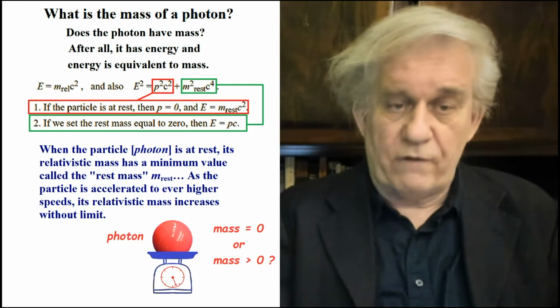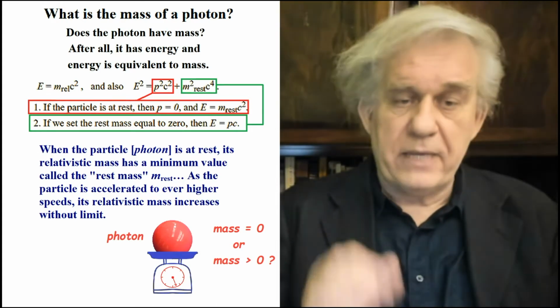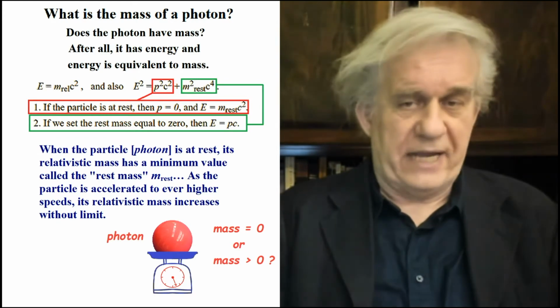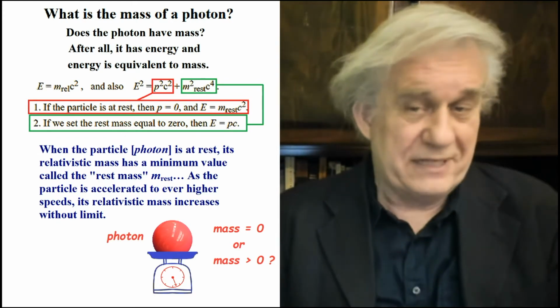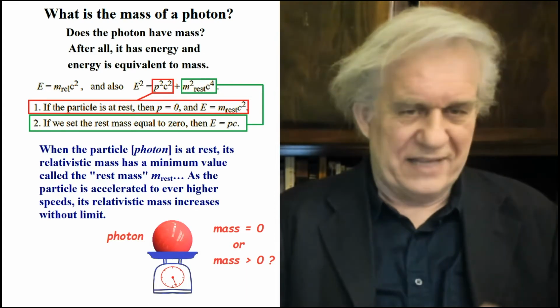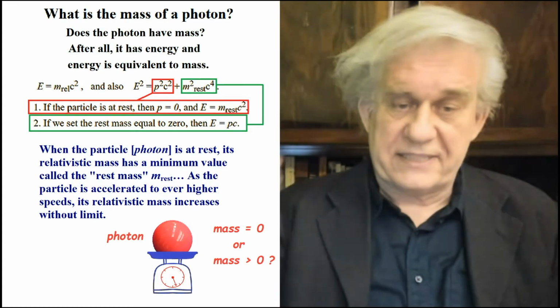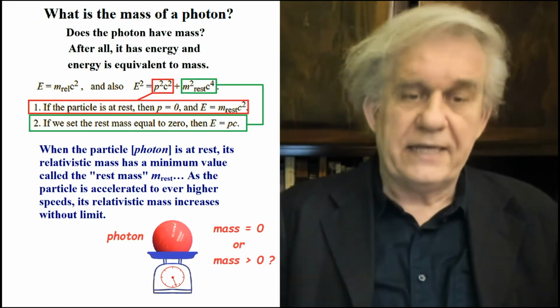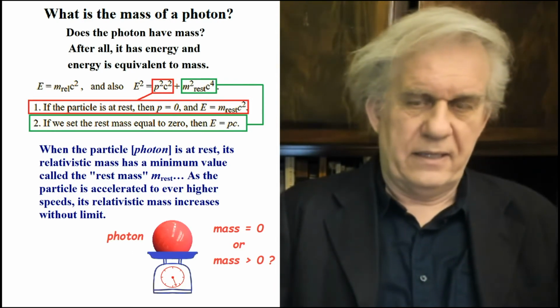It says when the particle, the photon, is at rest, its relativistic mass has a minimum value called the rest mass. See, they don't say it has 0 value. It has a minimum value. They don't clarify that. I mean, what is minimum? Minimum is like 0 or like 1. It's just a minimum value, so they don't clarify that, and very conveniently. As the particle is accelerated to ever higher speeds, its relativistic mass increases without limit.